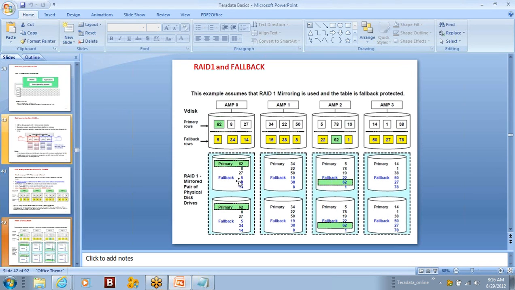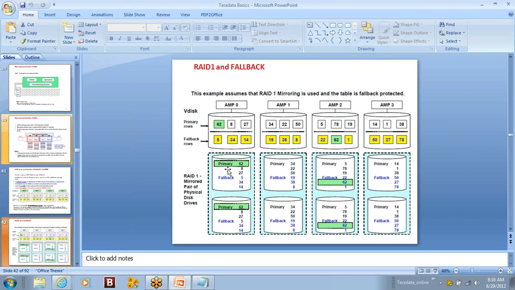Okay, now let us see if one AMP or one disk failed here. In AMP 0 the primary disk failed. Okay, when it failed, can I access the data? Yes, because I have the mirror disk available, so I can still access the data. Okay, AMP is not down, but the primary disk of AMP 0 failed. As the mirror is still active, I can access the data.